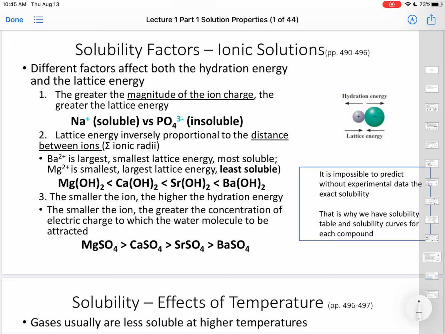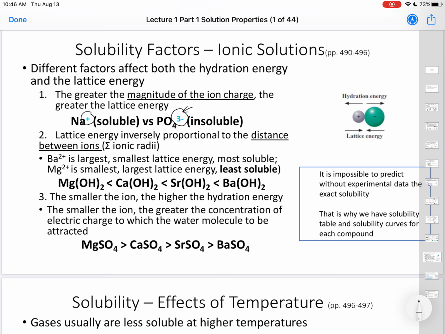The magnitude of the charge is the first factor. When we talk about magnitude of charge, we're looking at the numerical value, and asking what is greater. When this charge is greater, there is a greater lattice energy. It makes sense because 3- is going to attract much more positive charge than, say, 1-. So the greater the magnitude of charge, the greater the lattice energy.